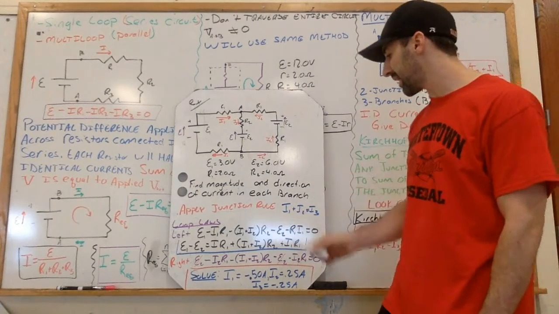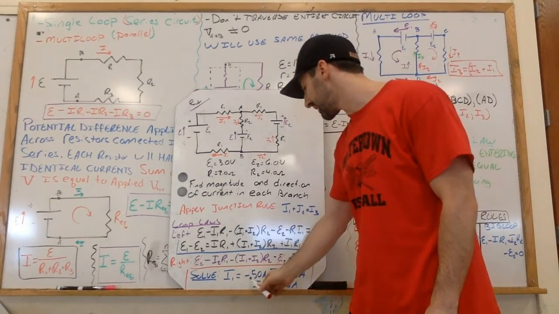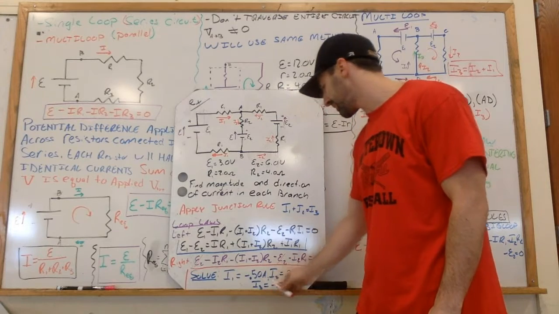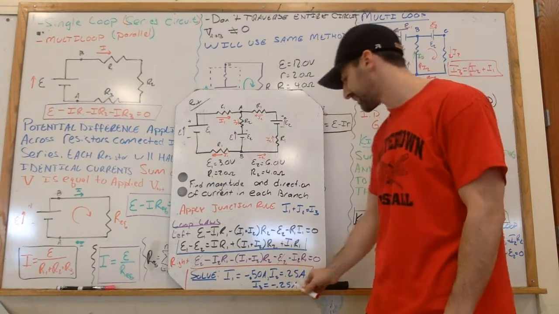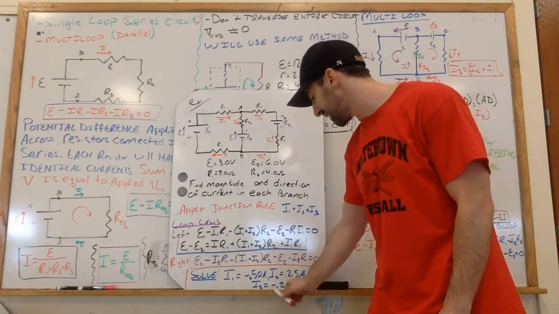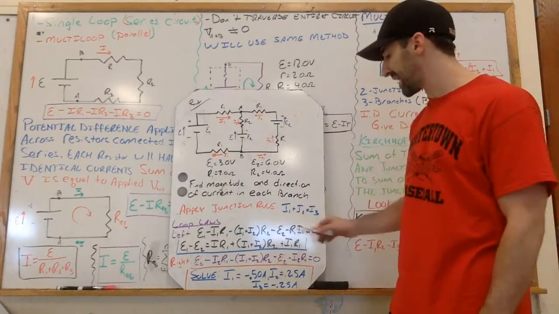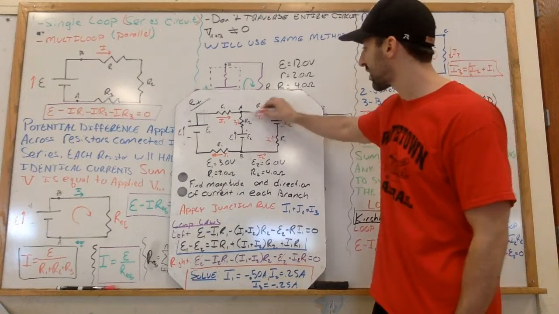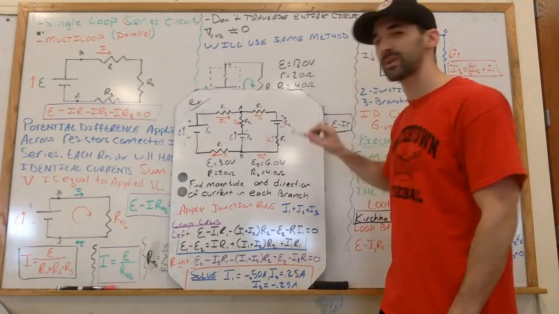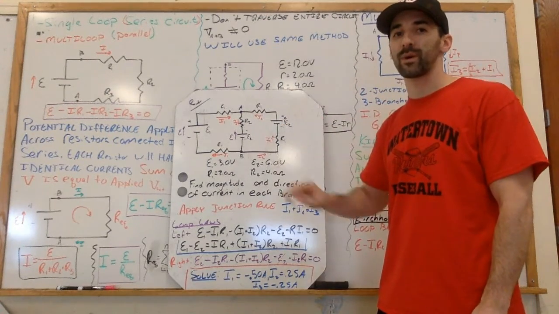When I solve that out, I find that current 1 is equal to negative 0.5 amps. Current 2 is equal to 0.25 amps. Current 3 was equal to negative 0.25 amps. Those negatives are important. What that negative tells us is that the currents we defined, in whatever direction we defined, were actually going the wrong way.